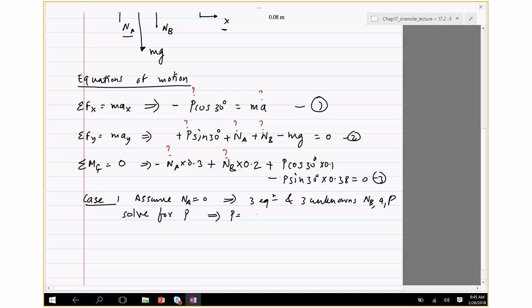So P comes out to be 6.38 times mass times gravity. I solved it in terms of mg, I didn't put the value. So you know m is 60 kilograms and g is 9.81.